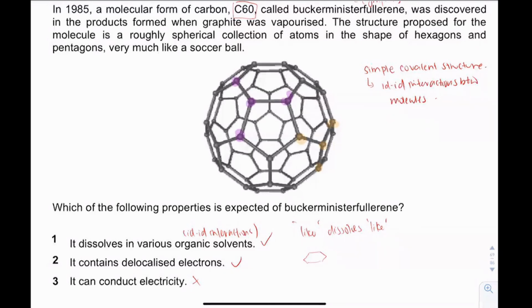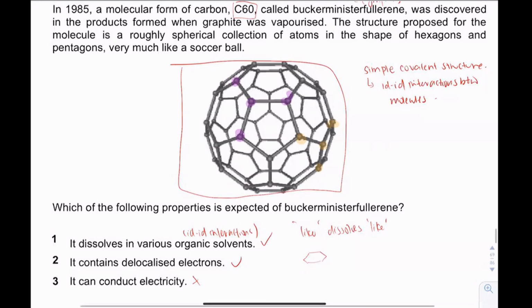Whereas over here, my Buckminsterfullerene is a spherical structure. While electrons can move within this spherical structure, they cannot jump to another Buckminsterfullerene molecule next to it. Since it cannot jump to another Buckminsterfullerene, it cannot conduct electricity, because you have to be able to conduct electricity throughout the molecules. So hence, it is out. Therefore, the answer is just 1 and 2 only.